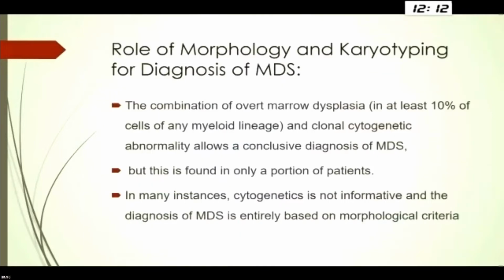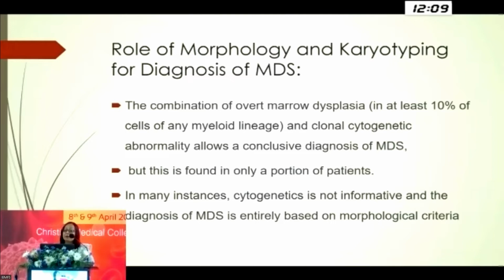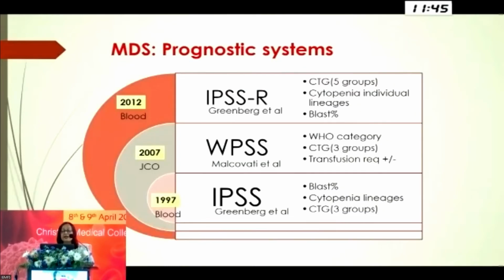So the combination of both overt marrow dysplasia as well as clonal cytogenetic abnormality definitely allows a conclusive diagnosis of MDS, but this is found only in a small portion of the patients. In most of them, cytogenetics may not be informative, and hence the diagnosis of MDS then relies entirely on morphological criteria. Morphology is not only important for diagnosis, but it also plays an important role in prognostic stratification.